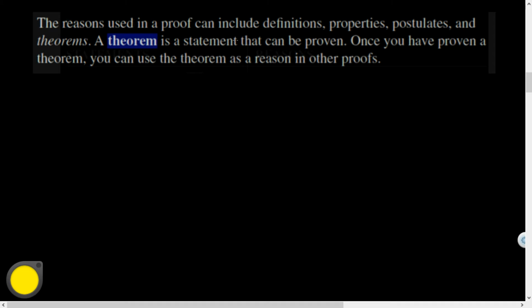It says the reasons used in a proof can include definitions, properties, postulates, and theorems. Oh, definition of a theorem. We've heard of the word theorem before, like the Pythagorean theorem. But it says a theorem is a statement that can be proven. Once you have proven a theorem, you can use the theorem as a reason in other proofs. How cool is that? This math just keeps building upon itself, getting stronger every day the more things that I prove. How wonderful is this? I love it. Okay. Here's some theorems. Do I have to prove these theorems? No, we're just going to give these to you.